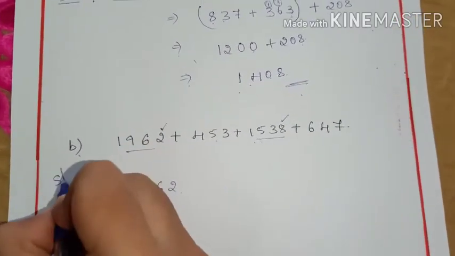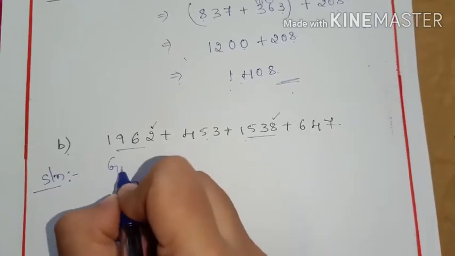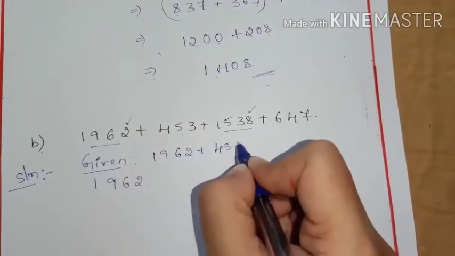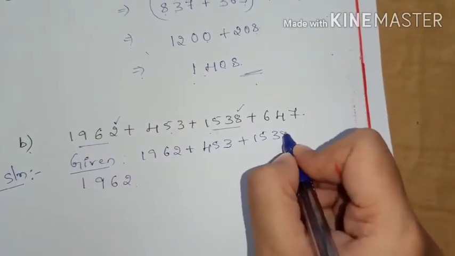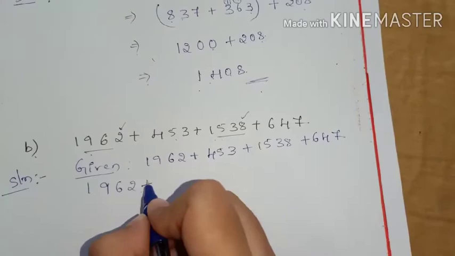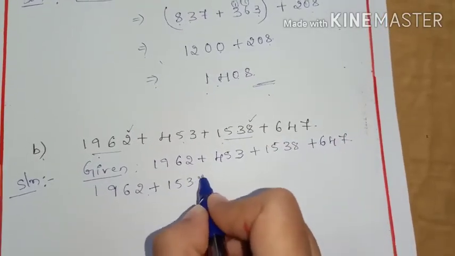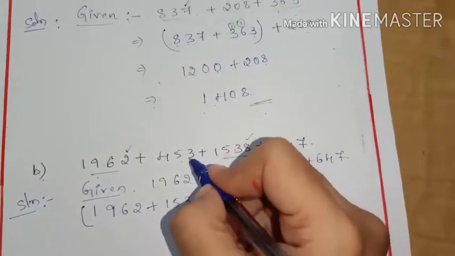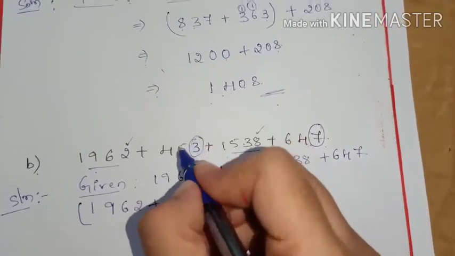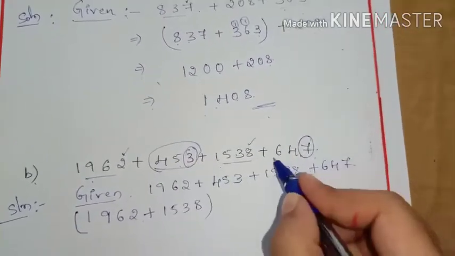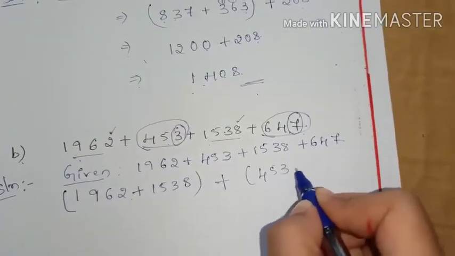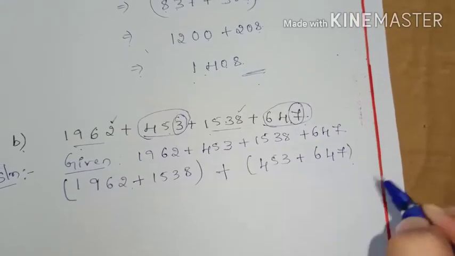1962. Before this, write down the given. Okay, given 1962 plus 453 plus 1538 plus 647. Then 1962 plus 1538. These two are one group. See here, 3 and 7. So it becomes 10 again. So make them one group, 453 and 647. You can add it.